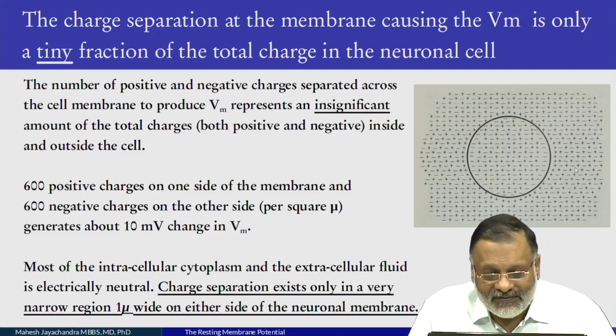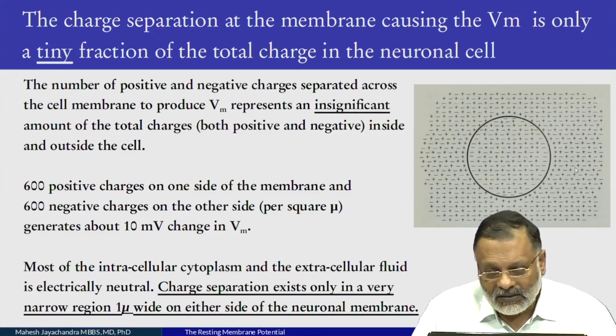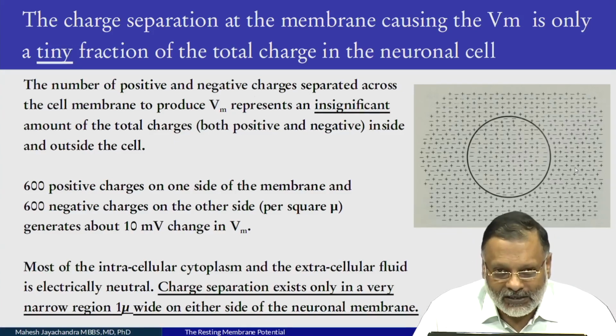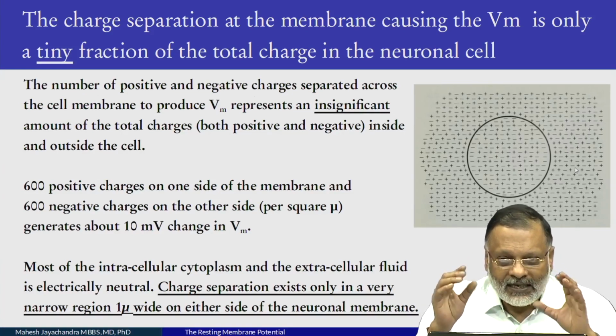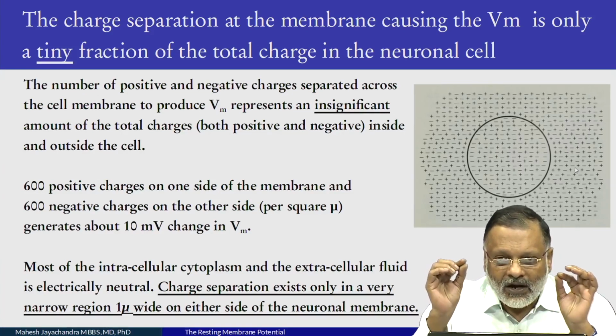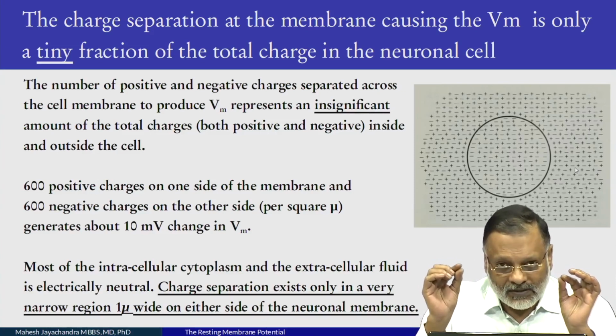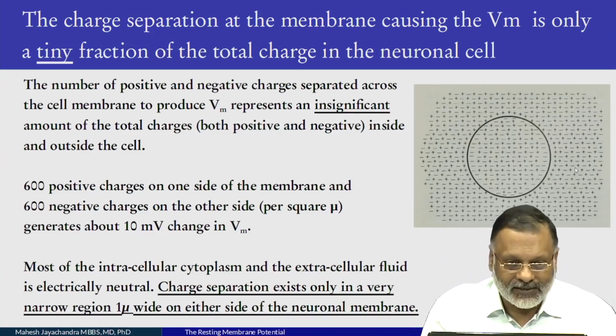Now this is very, very efficient compared to the real world of electronics. Most of the intracellular and extracellular fluid is electrically neutral. So this charge separation just exists, suppose you have a cell, on a 1 micron layer on either side of the membrane. The rest of it is electrically neutral. Okay.